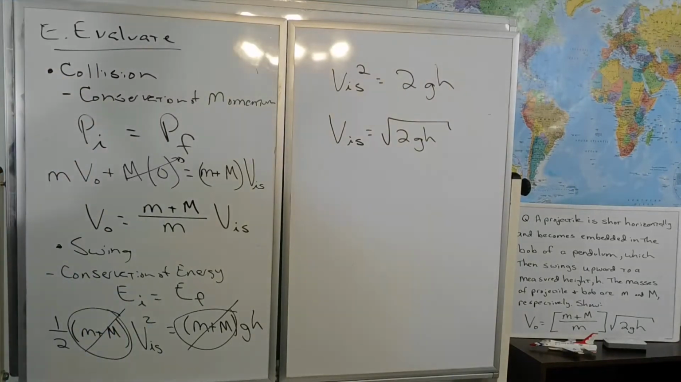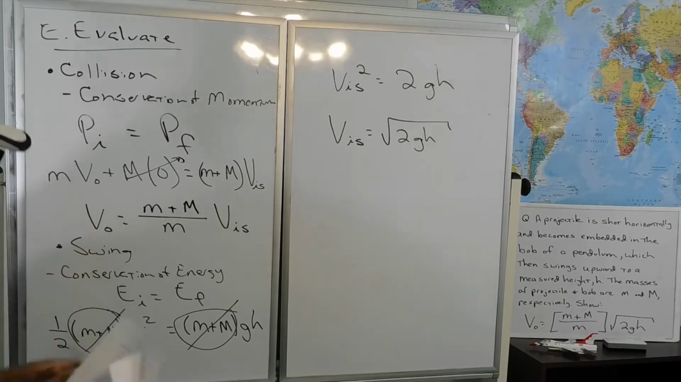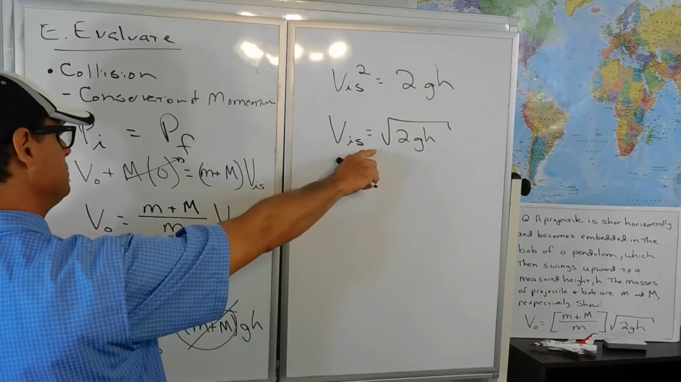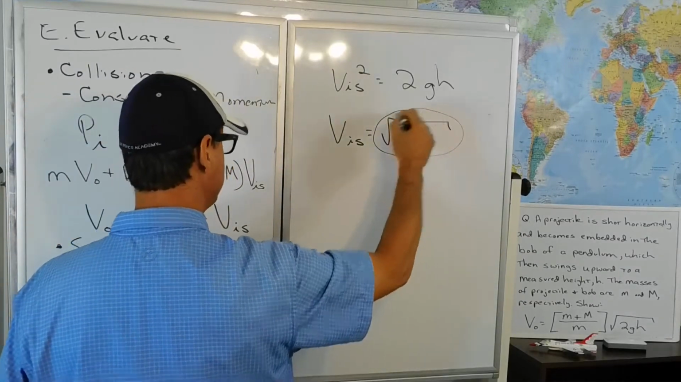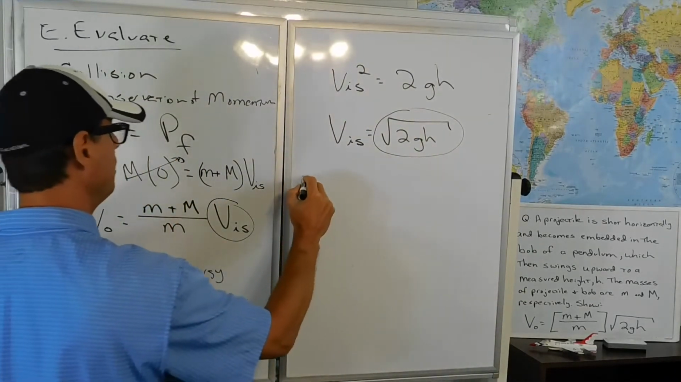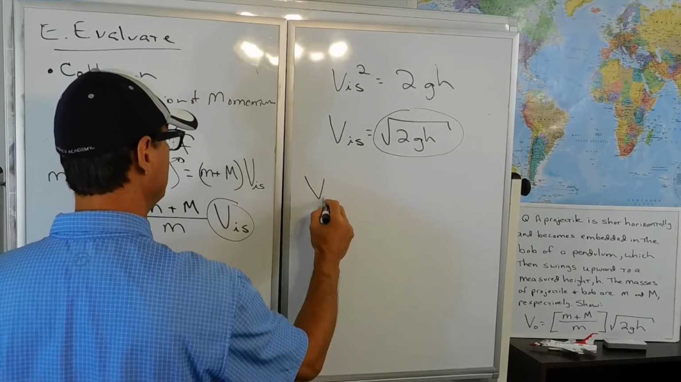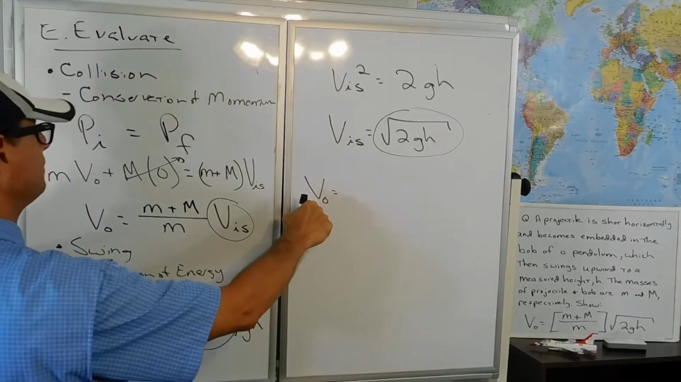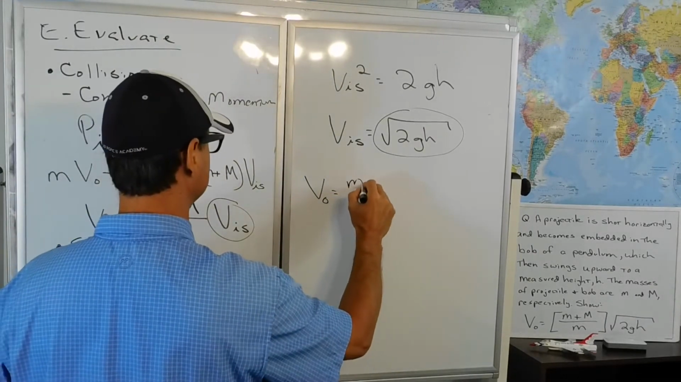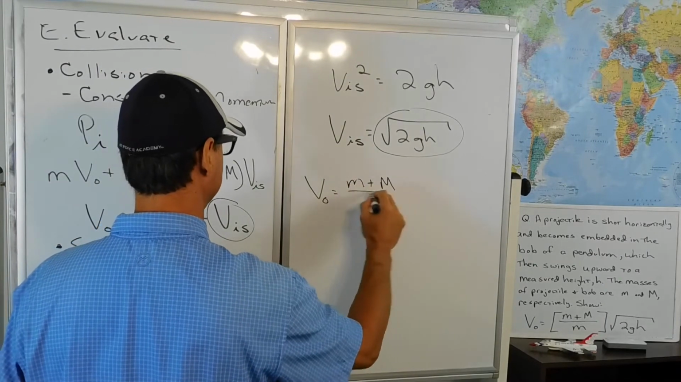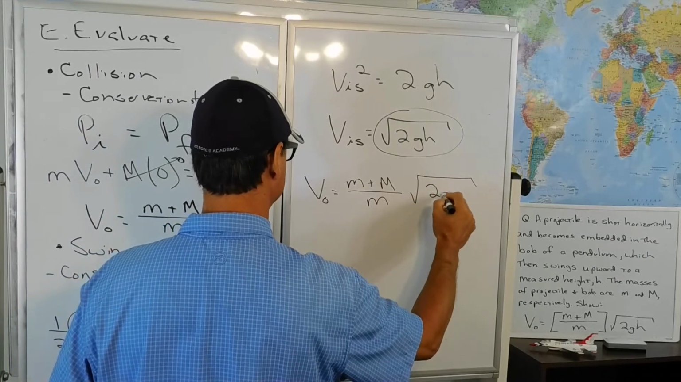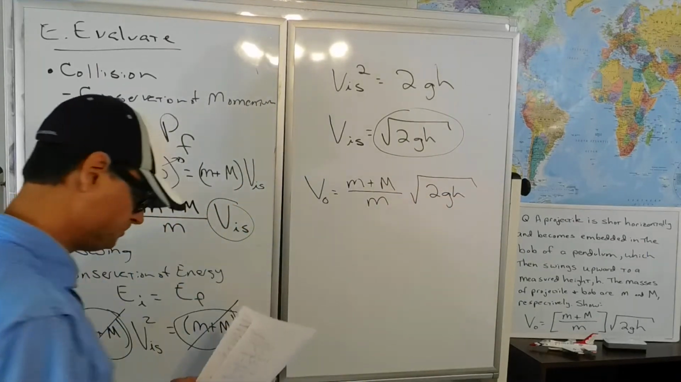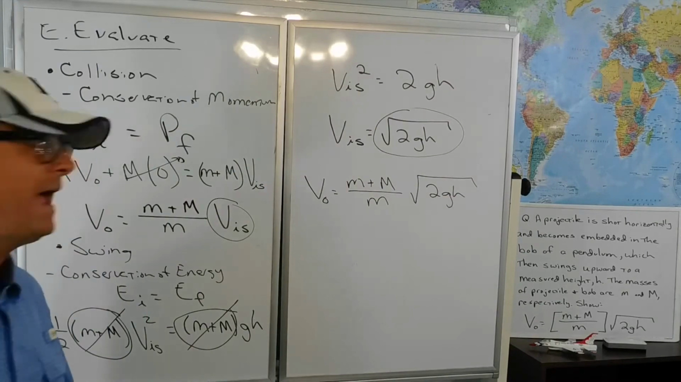So now we have the bottom line from the collision problem, this relationship here. The bottom line from the swing problem is this relationship here. So if we substitute in the square root of 2gh for v initial of the swing, combining both, we find that the initial velocity of the projectile is equal to the sum of the masses divided by the projectile mass times the square root of 2gh, which is what we were asked to show.